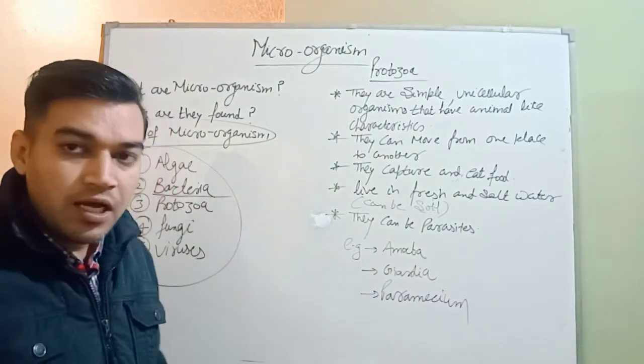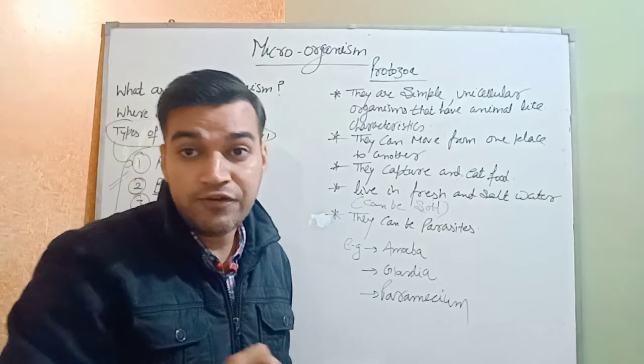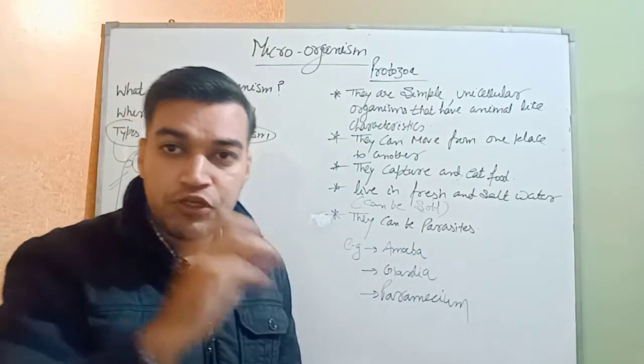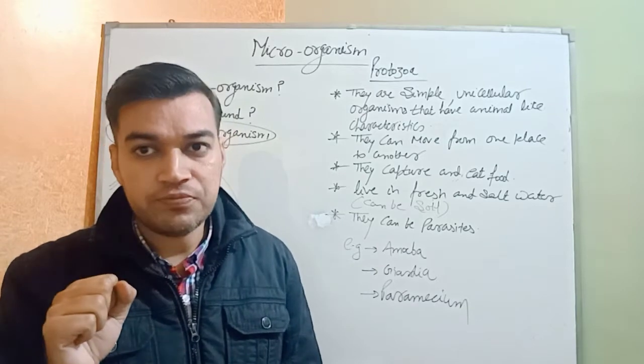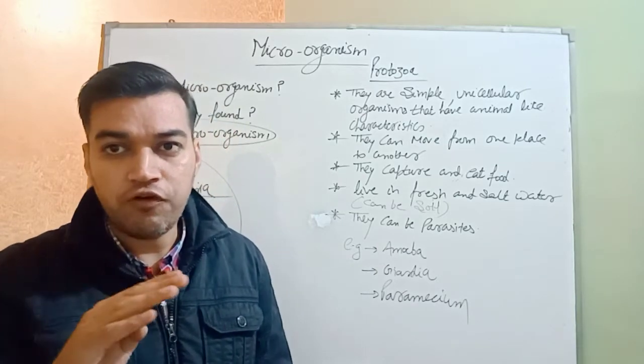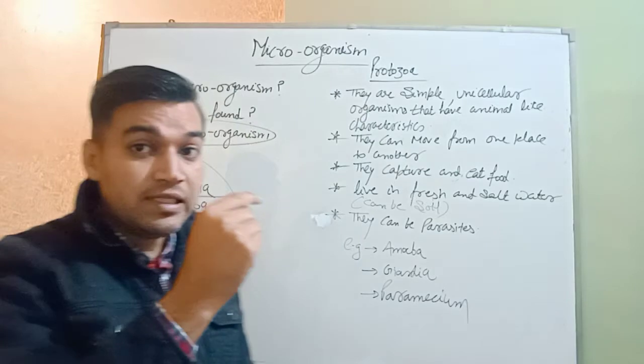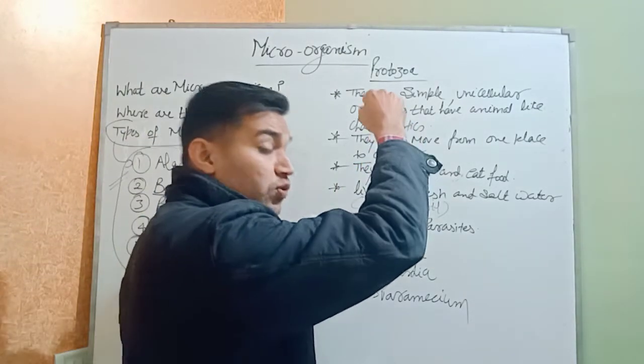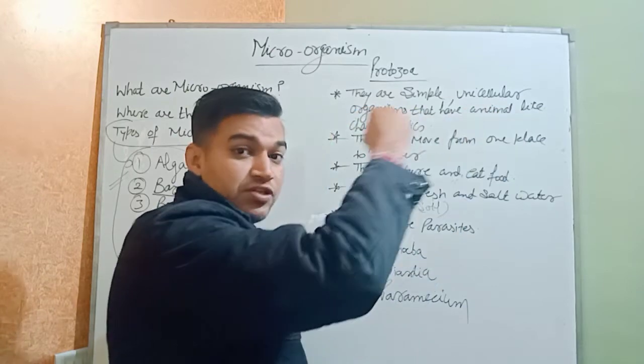Number 3, how they eat food. They hunt food like us. We can hunt food. They capture food and eat that food. Capturing is not a feature of bacteria and algae, but protozoa show this type of feature. That's why we call it a unicellular organism that has animal-like features.